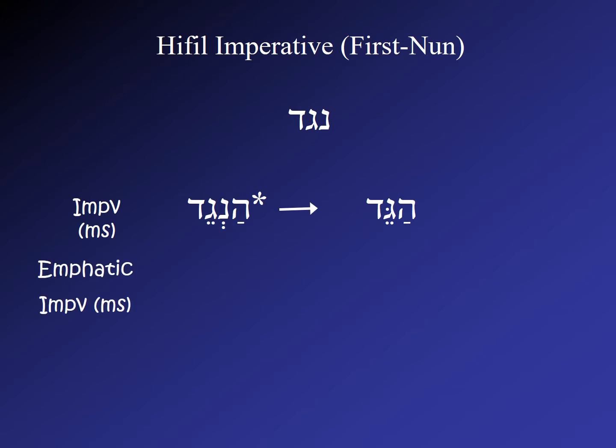And we can also form the emphatic form. To do this, we simply add the qamets he at the end of the form, which causes our zere to revert to a hirek yod. So we get hagida. Haged, hagida.